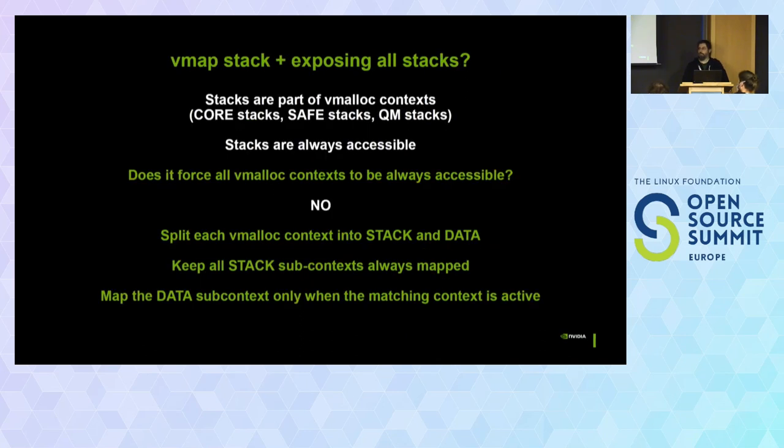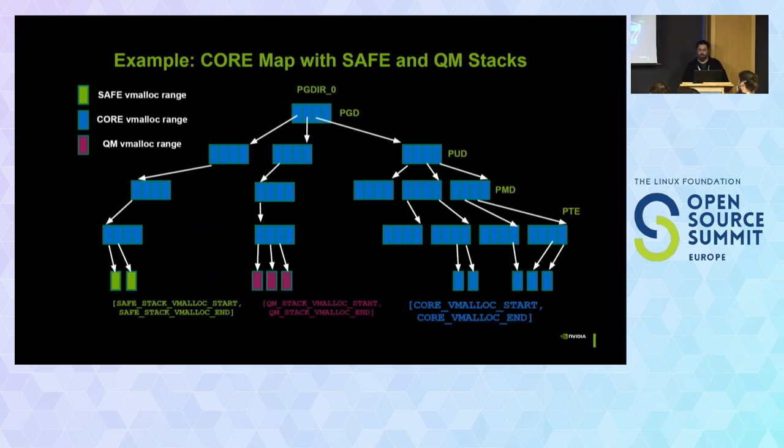So having all these stacks mapped as vmalloc, in practice, does it mean that we need to expose all the vmalloc allocations all the time? Well, no. Because what we can do is further partition the vmalloc address space so that for each context there is a subrange which is used only to allocate stacks. So for example, in this case, I have a map where I have fully represented the core allocations, and then I can also see the stack for the QM and the safe context, which are anyway protected already in the way that I just described.